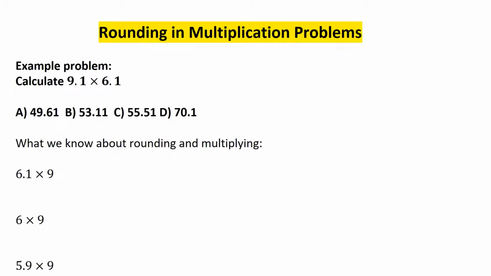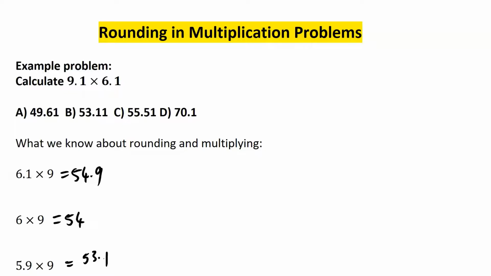We can do the same thing in multiplication problems. For example, if I had 9.1 times 6.1, in 10 to 15 seconds there's no way I'm going to be able to do that traditional algorithm. So I'll have to do some rounding. Let's think what we know about multiplication and rounding to start with. If I have 6 times 9, I know that I'll get 54. If I had 6.1 instead, I'd get something a little bit more than 54. If I had a little bit less than 6, I would get something less than 54. So I need to keep that in mind when I'm rounding.